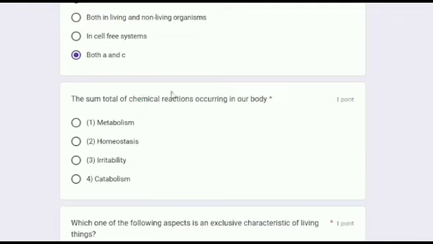The sum total of all chemical reactions occurring in our body is metabolism. So what about the other options? Let's see what homeostasis is. Homeostasis is the ability of an organism to remain stable or trying to keep their body stable when there are external changes in the environment. So that is homeostasis. And irritability is nothing but response to stimulus. And catabolism is a part of metabolism which is called as breaking down reaction. So the right option is metabolism.